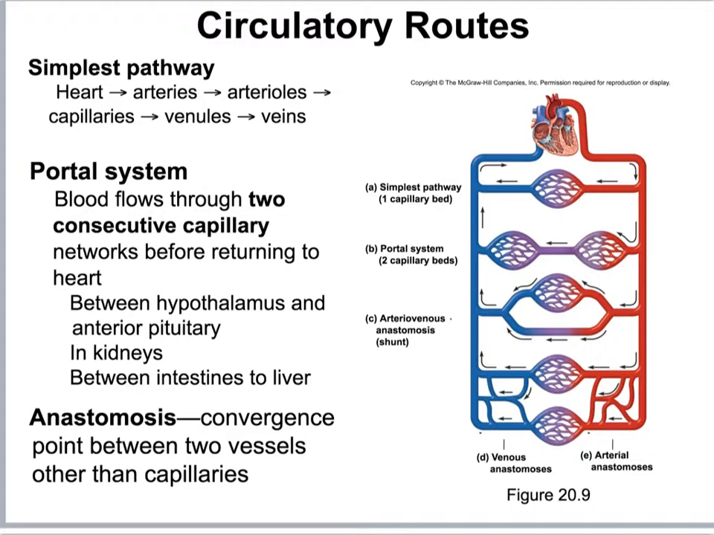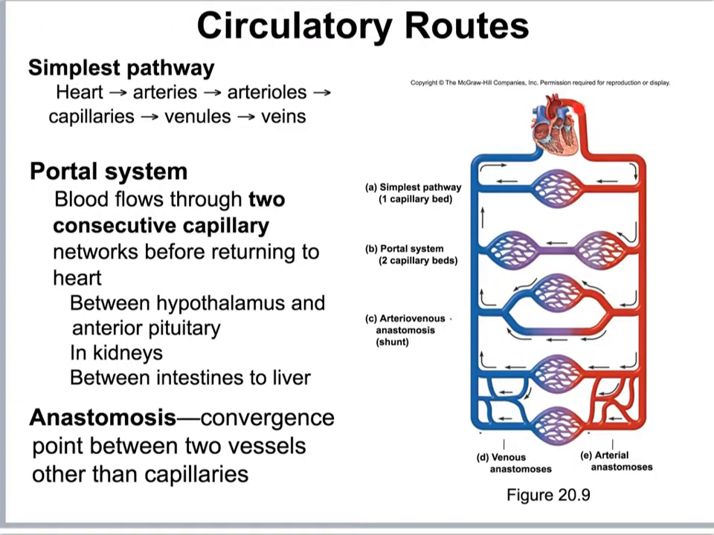Last subject is circulatory routes. The most common circulatory route, the one that we think of most of the time, is blood comes from the heart, goes out to the system or the lungs, where it hits a capillary bed, exchanges gases, pools back into veins, and then goes back to the heart. Your pulmonary circuit is a simple pathway. Most of your systemic circuit is a simple pathway. You go from the heart, through arteries, capillary bed, veins, back to heart. There are a few other possibilities.